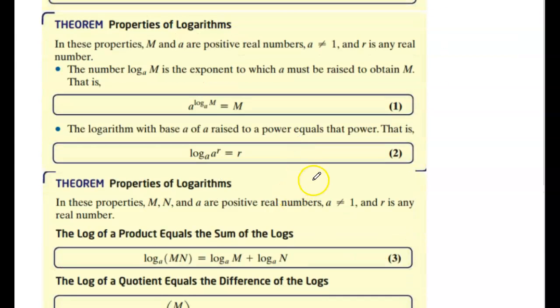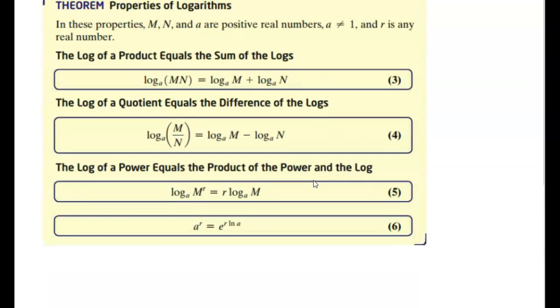Okay, these are cancellation properties. Exponential and log cancel each other out if they have the same base. So a to the log base a of m equals m. Basically, these cancel. And the other way, log base a of a to the r equals r, because if the bases match, they cancel. Again, if you change things to exponential form, or to logarithmic form, you can see how that works out.